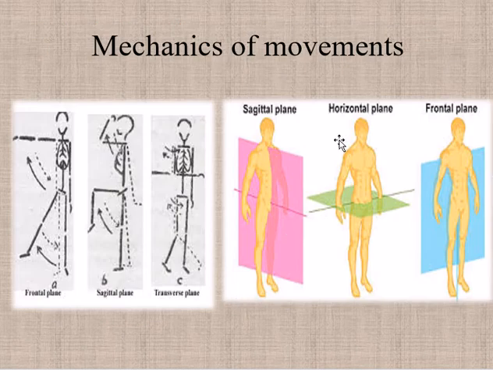Now look at this picture diagram. This is sagittal plane, or you can say frontal axis. Basically, when you divide the body into two equal halves, right and left, then you see that it is in sagittal plane, and movements you are doing in sagittal plane are flexion and extension movements.